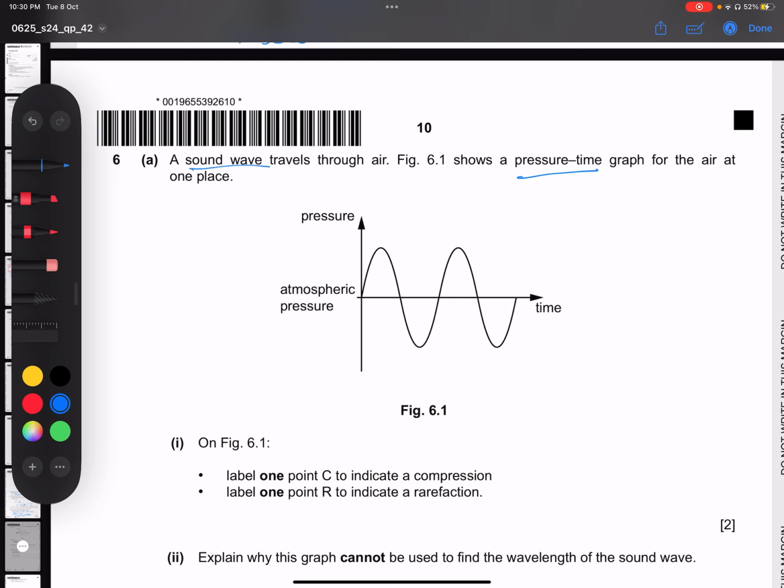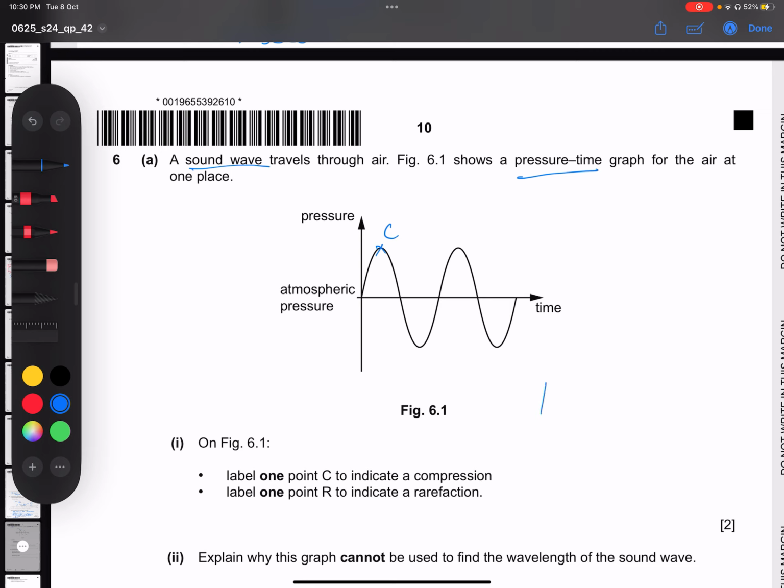On figure 6.1, label 1 point C to indicate a compression. So a compression is a place where pressure is the greatest. So you can just label it on the part where there's the greatest pressure. So the C, excuse me. And you can label R on the place with the least pressure. So a compression is the place where the greatest pressure, and rarefaction is the place with the least pressure.